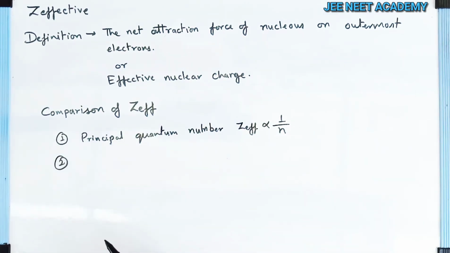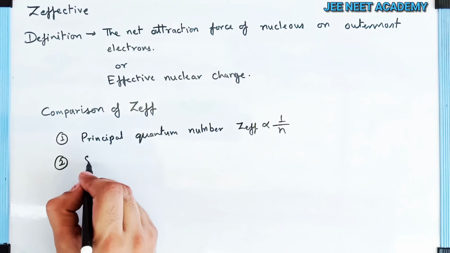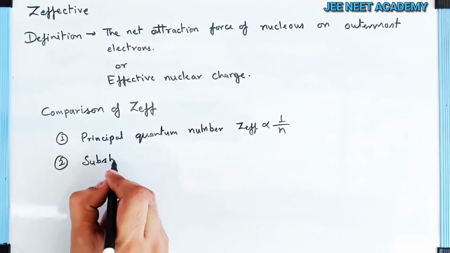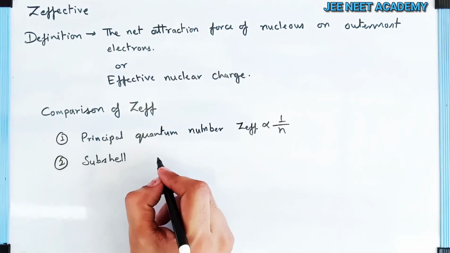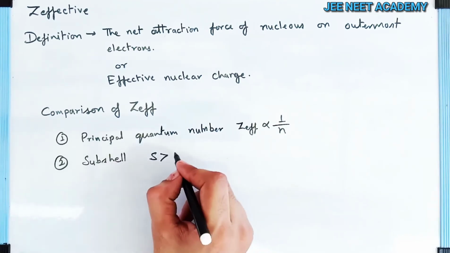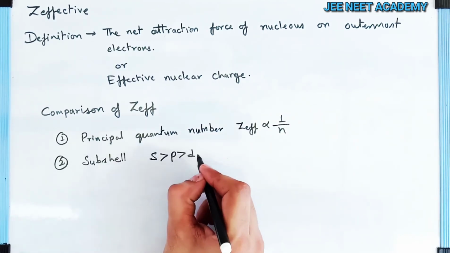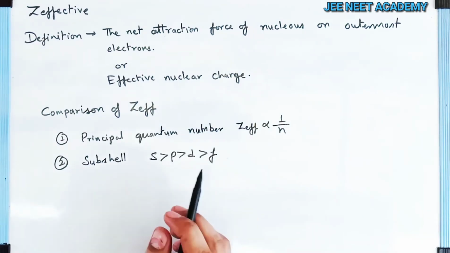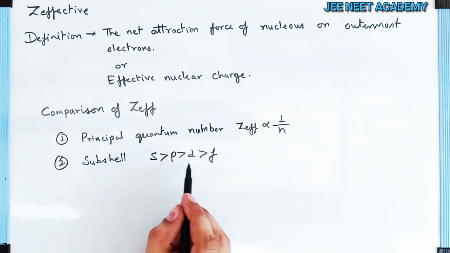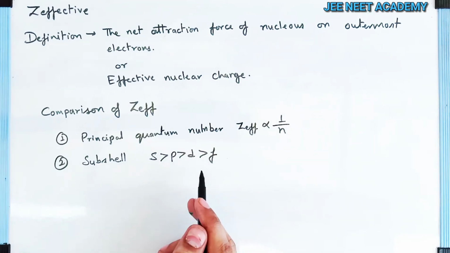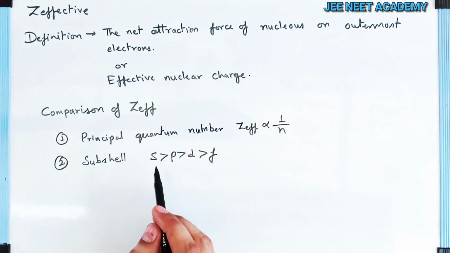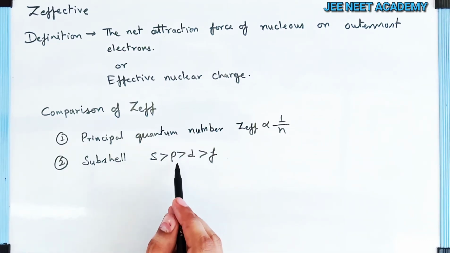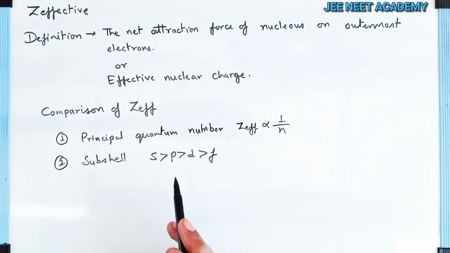Then the second comparison, subshells. The S subshell will have more Z effective than P, then D, then F. As we know, the S subshell is nearer to the nucleus than P, then D, and then F. So the Z effective for S will be more than P, then D, then F.